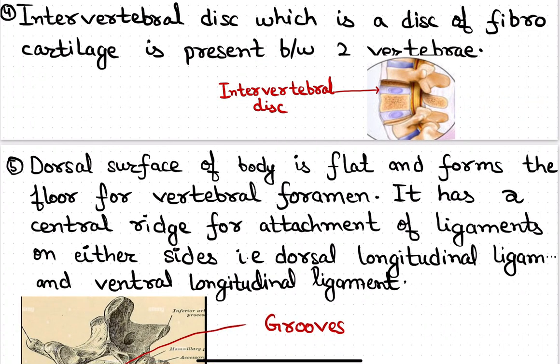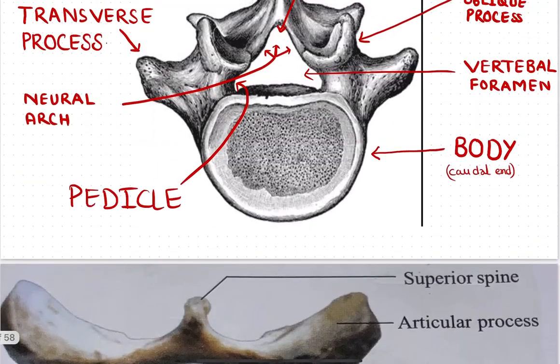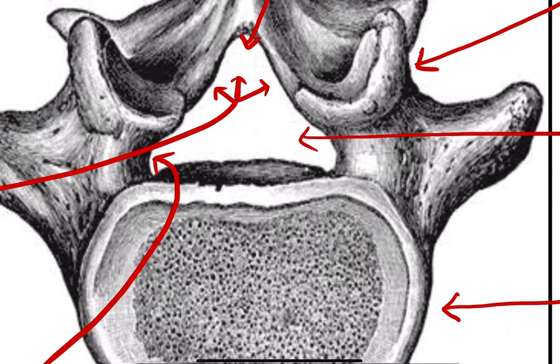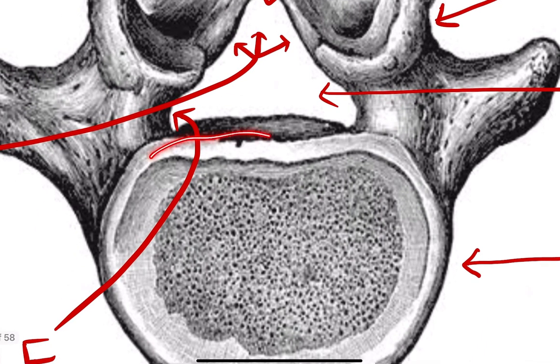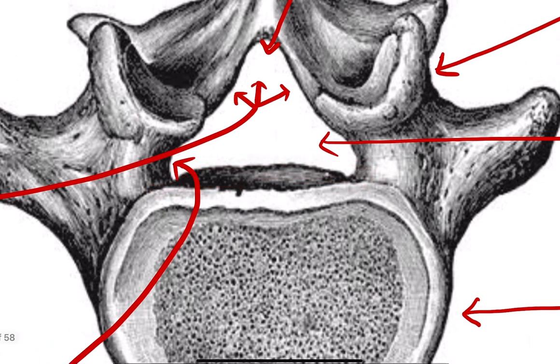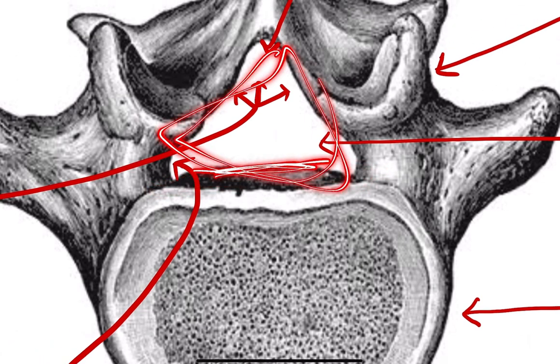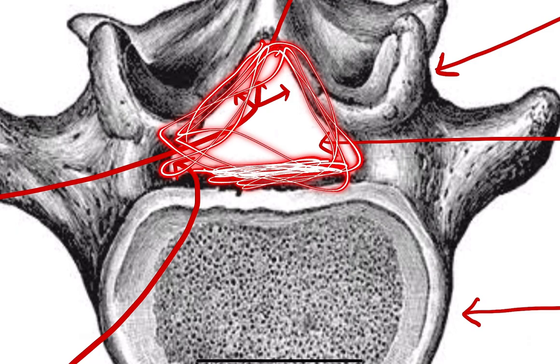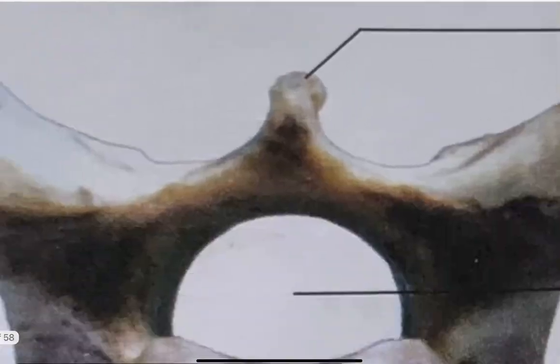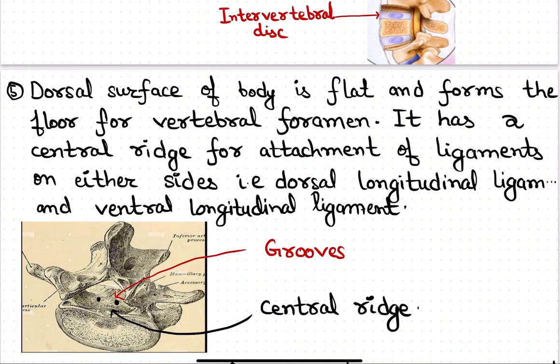Now let us come to the next portion, which tells us that the dorsal surface of the body is flat and forms the floor for the vertebral foramen. What does it mean? I will clear it with a diagram. This is the dorsal portion of the body because it is close to the junction. This dorsal portion makes the floor for what? This is the foramen, the vertebral foramen. So the floor of the vertebral foramen is the dorsal region of the body. This is what I am trying to say in this line.